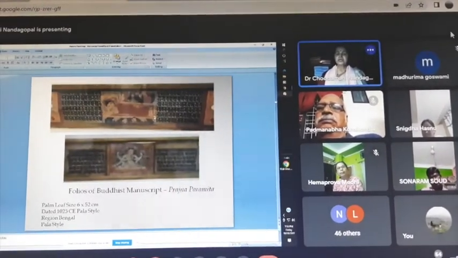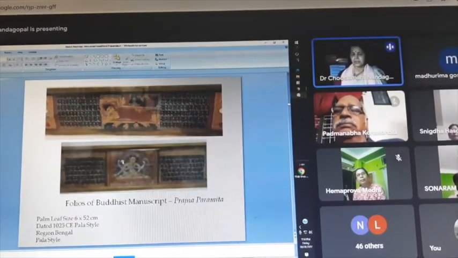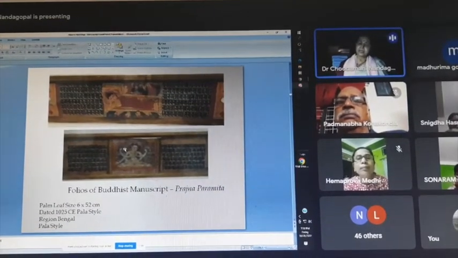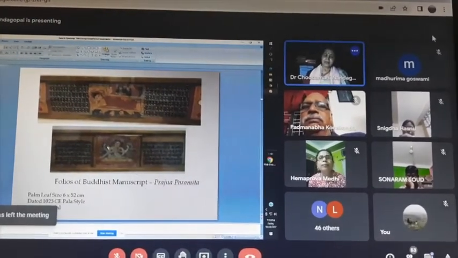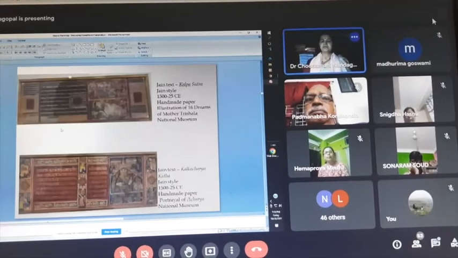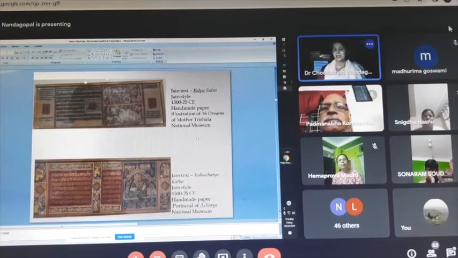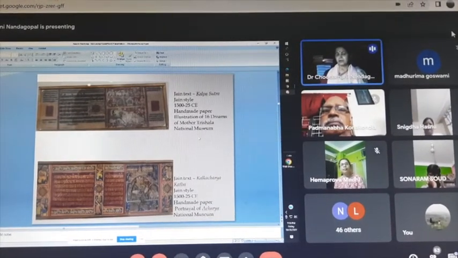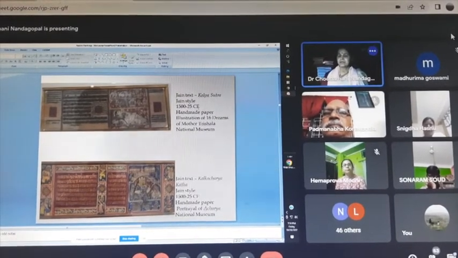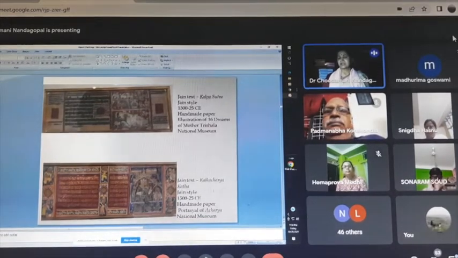Now we come to the illustrated folios of Buddhist manuscripts. This is the Prajnaparamita I had mentioned to you. This belongs to the Pala style of painting, and these folios are from the National Museum. And these are the Jaina texts, Kalpasutra, in Jaina style. It's on handmade paper. By now, you know, they started using handmade paper. The text in this is Kalpasutra, and this is another text, Kalkacharya Katha.